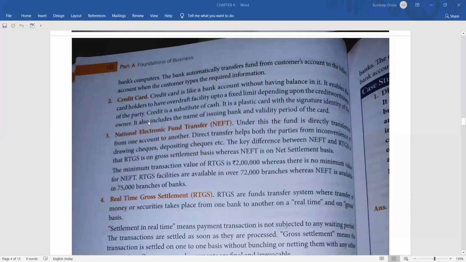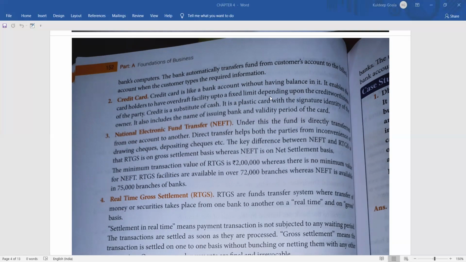Now coming to the next one, credit card. A credit card is like a bank account without having a balance in it. The bank will provide you the benefit from themselves. If you take a 50,000 rupee credit card, then you will not have any amount of money in the account. Only the credit card will be there, and you can use it up to 50,000. Later on, you will have to pay this amount with interest, and if you pay within a particular date limit, then you need not pay the interest. It enables the cardholder to have an overdraft facility up to a fixed limit. That means you can withdraw without having any balance.